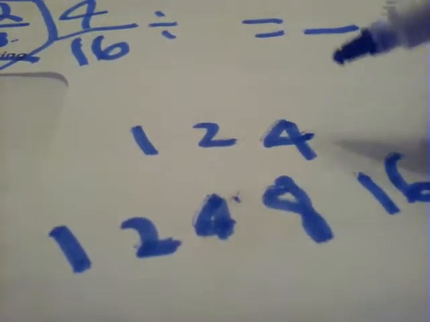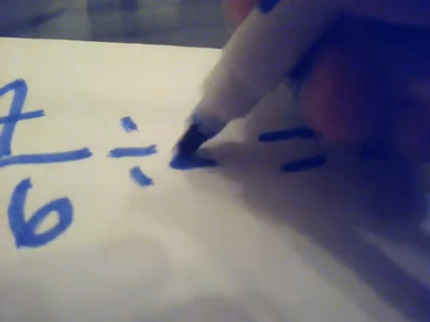4/16 divided by a simplest form equals a number. Let's see. The factors of 4 are 1, 2, 4, while the factors of 16 are 1, 2, 4, 8, and 16. So now we need to find the biggest number in both, which is 4. So let's divide by 4. 4 divided by 4 is 1. 16 divided by 4 is 4. So the simplest form of 4/16 is 1/4.